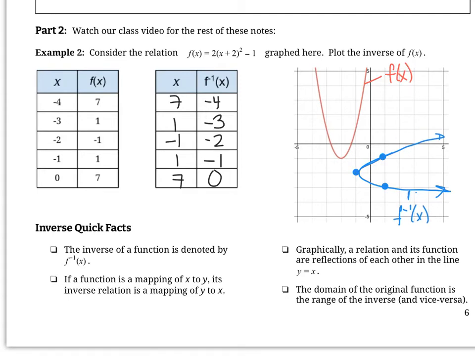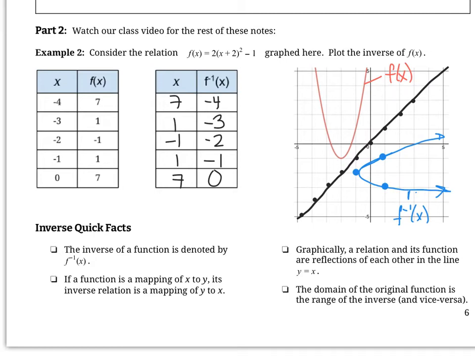Graphically, there's a pattern that emerges, which is that these two are reflections of each other in the line y equals x. The line y equals x is made up of these points here. If we were to make a quick t-table, our points would be 0, 0, 1, 1, 2, 2, 3, 3, etc. So it's going to look like this. Let's connect it. And we can see that the parabola and its inverse are perfect reflections of each other in this line.